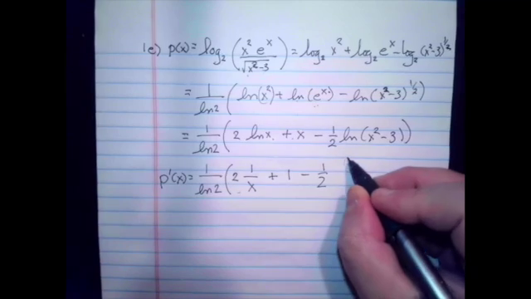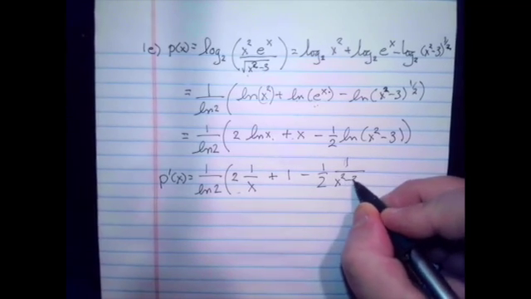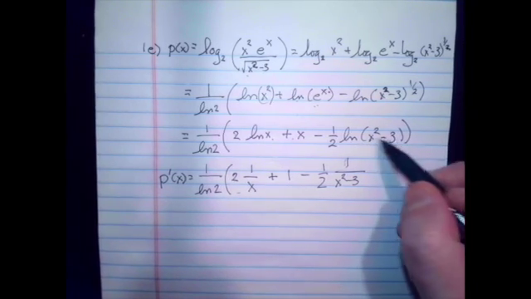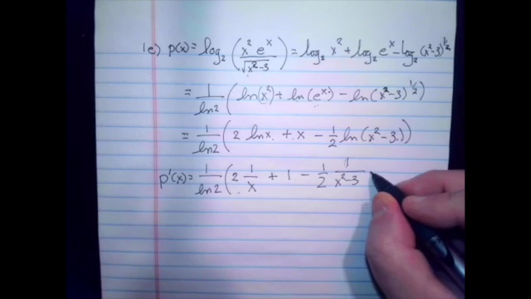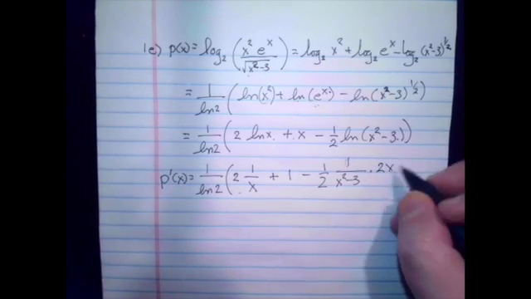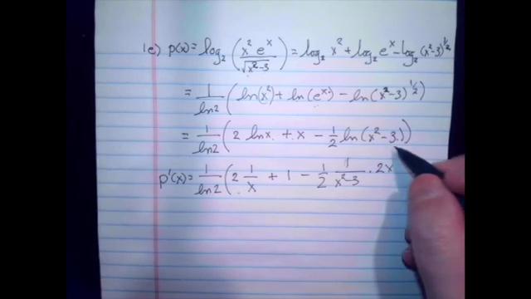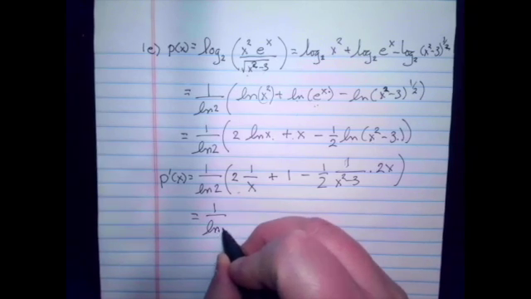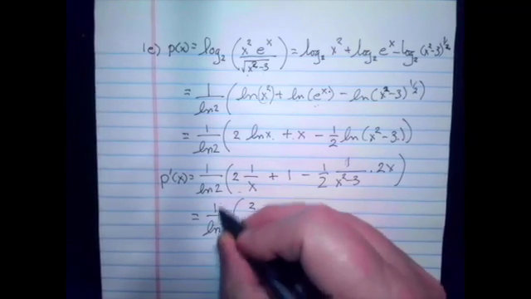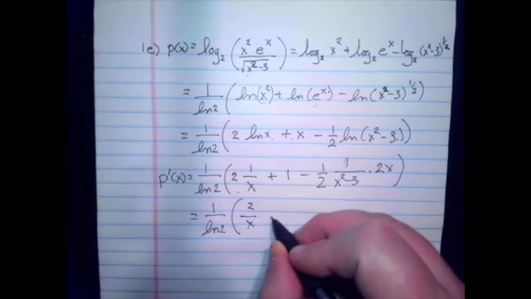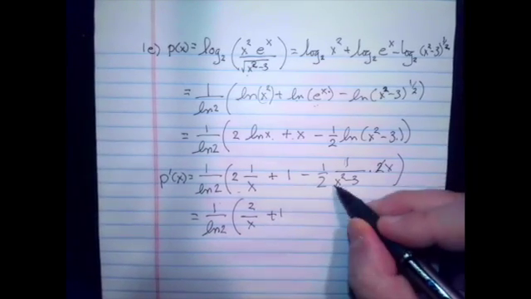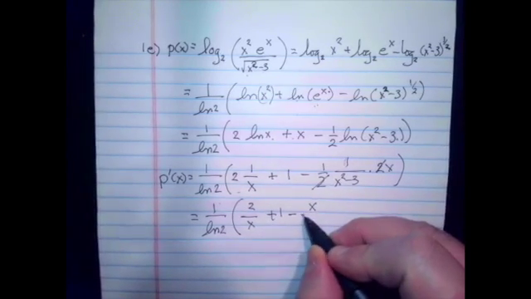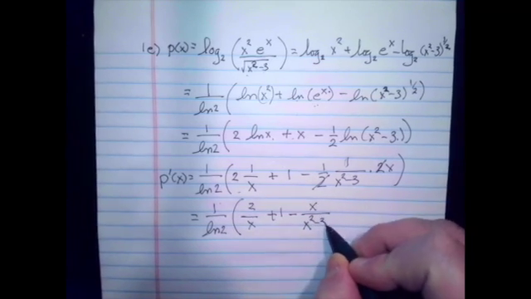minus 1/2, 1 over x squared minus 3, but now we need to use the chain rule because we have the natural log of a function. We have a function inside a function. So we multiply by the derivative of x squared minus 3, that's 2x. And we simplify. We'll have 1 over the natural log of 2 times 2 over x plus 1. I see 2's that will go away. So it looks like we're going to have just x in the numerator there divided by x squared minus 3.